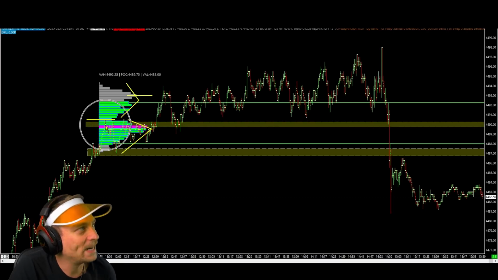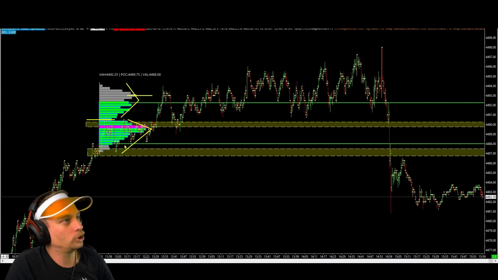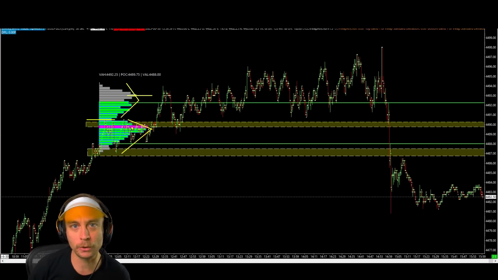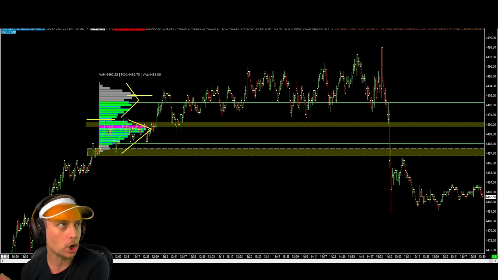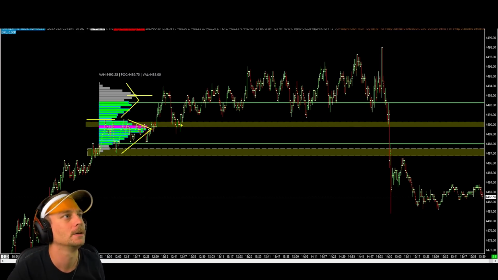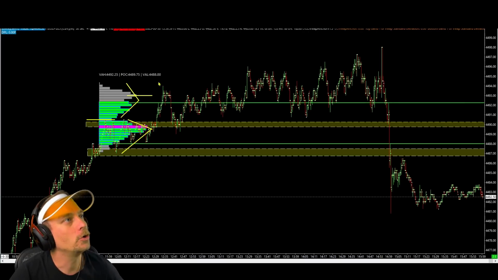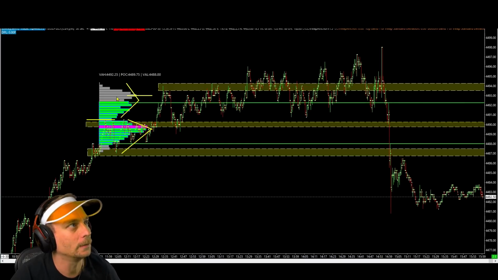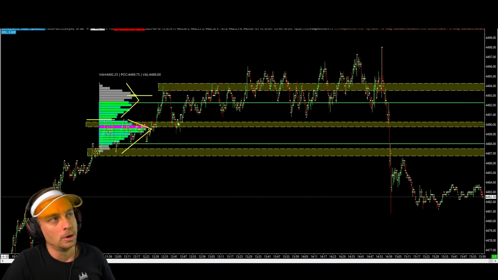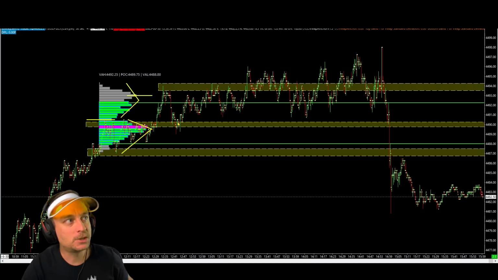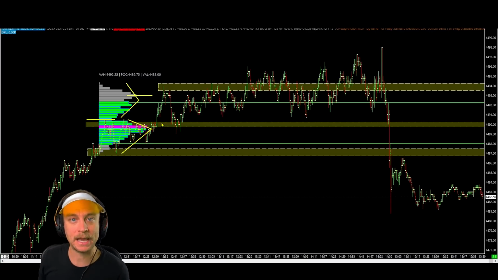So here's the range high and the range low of this distribution zone, this curve, okay? Now we have a new range up here. Notice how we have a range up here, okay? Look at that. This was resistance, and then it became support.